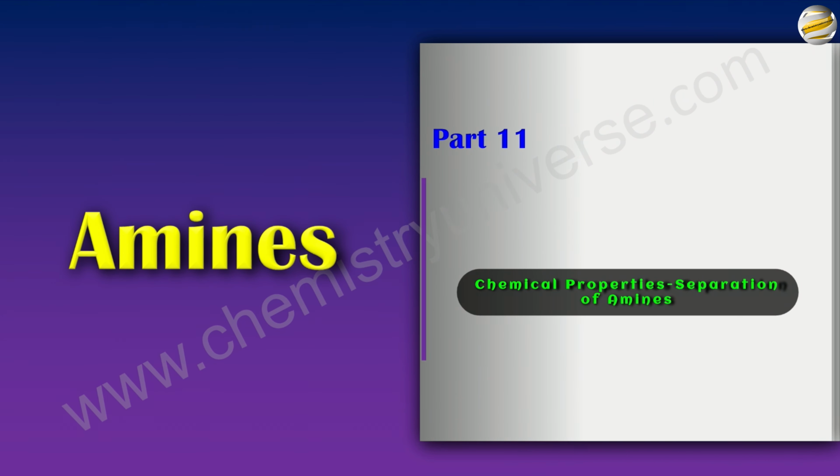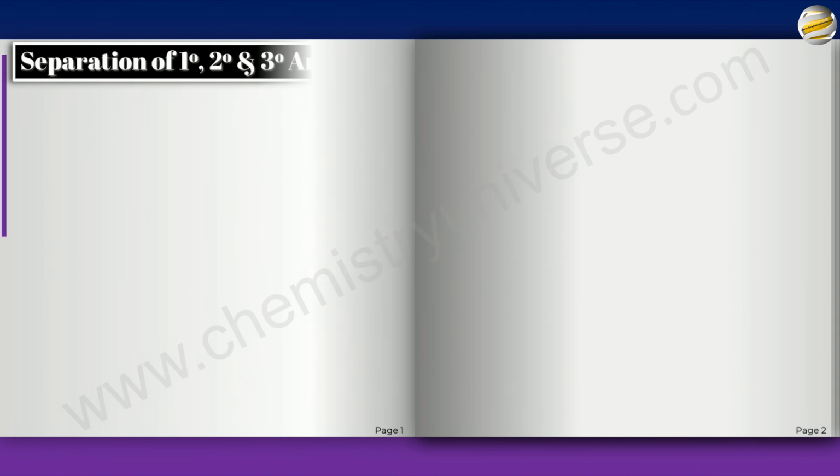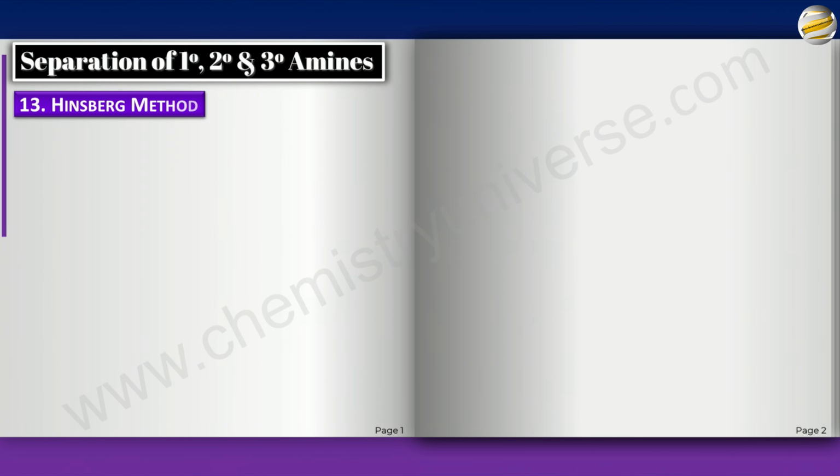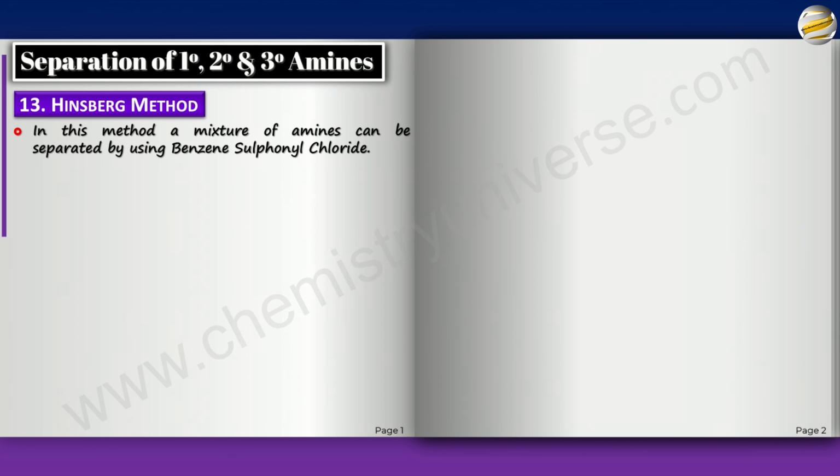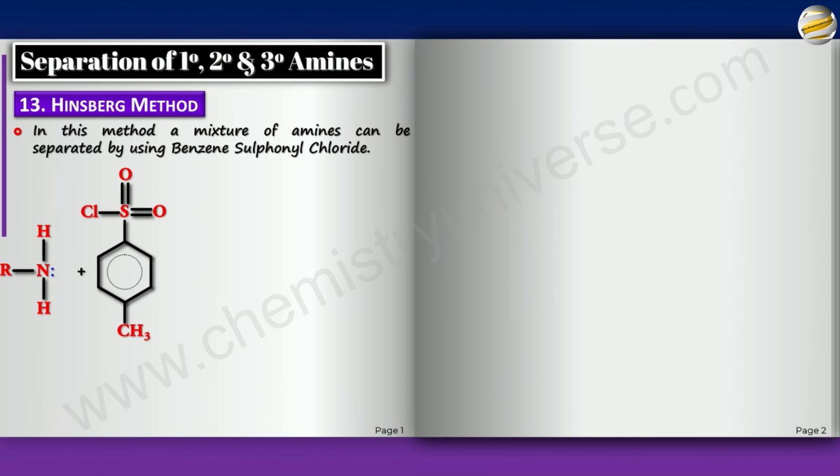All right, so let's get on with separating primary, secondary and tertiary amines. The first is called the Hinsberg method. Reaction number 13, Hinsberg method. In this method, a mixture of amines can be separated by using benzene sulfonyl chloride. So this is what I do. First, I take a primary amine and show you the example. What will happen? This is benzene sulfonyl chloride.